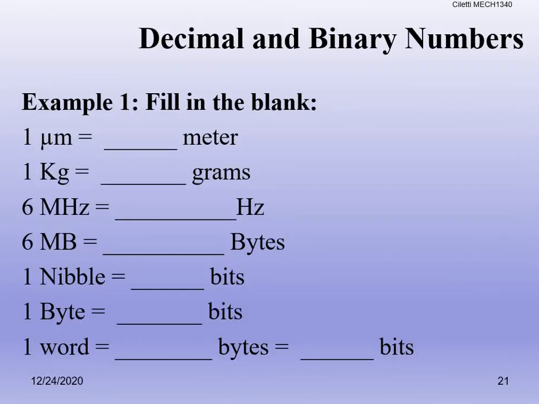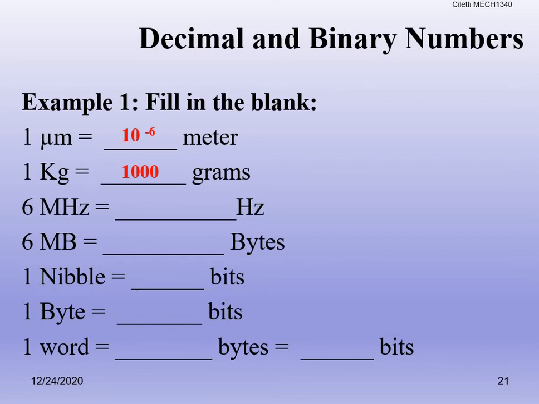All right, so let's talk about this. This is us understanding our difference between decimal and binary numbers. So we have a micrometer. 1 micrometer is how much of a meter? Remember, micro is 10 to the minus 6. So we're kind of reviewing what we did in electrical. We have 1 kilogram equals 1,000 grams. Now that K should be a lowercase k, so a little bit of a glitch on this one.